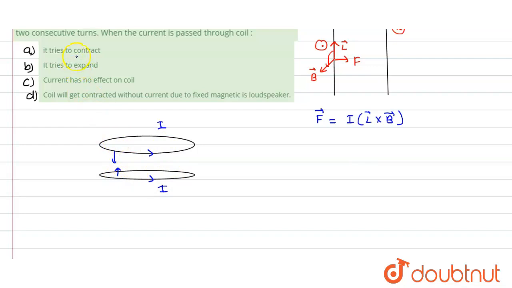Now if the force is attractive, whether it would try to contract or expand? If the force is attractive, it would try to contract. So A would be the correct option, B is wrong. Now, the current has no effect on the coil? No, current has a contractive effect. Now, the coil would get contracted without the current? No, without the current, it cannot get this force. So D is also wrong. So the correct option is only A. Hope you understood this solution.